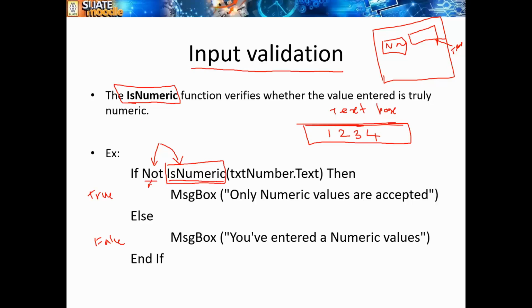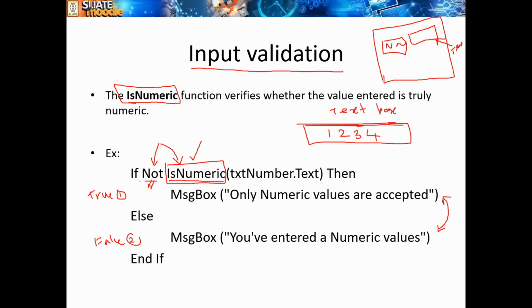And this is something in addition, right? So don't mix up these two things. It's totally okay if you use only is numeric, right? So is numeric, if yes, what you have to do is shift these two messages, right? If you are only planning to use is numeric, you can mention message box, you entered a numeric value, up here at the first place, okay? And at the second place, you can mention only numeric values are accepted, right? That is for the is numeric part only. But since this example contains not also, then you have these two messages shifted, right?